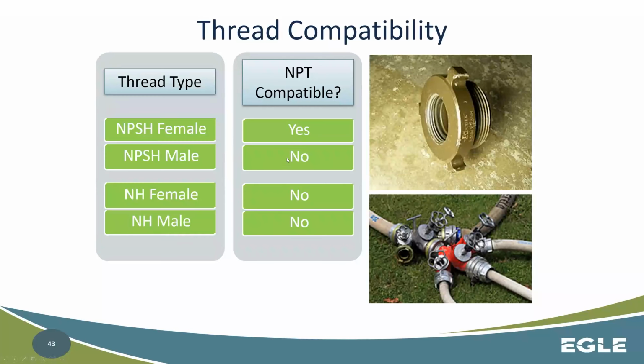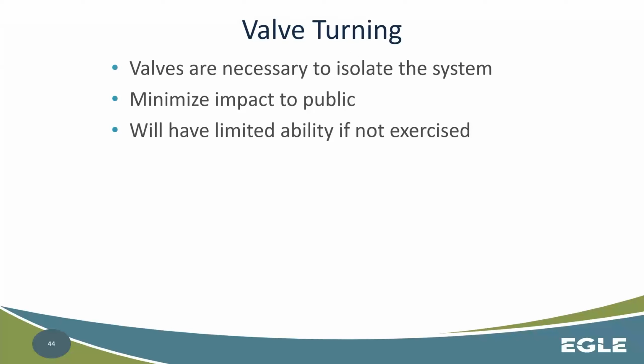They will always leak. So just know that there are different thread types associated with hydrants and hosing that are out there, so make sure you are adapting appropriately. It's also important to note that when you're ordering hydrants, there are these different conditions, so make sure to always be consistent. Valve turning is a very important exercise that needs to occur regularly within our distribution system.